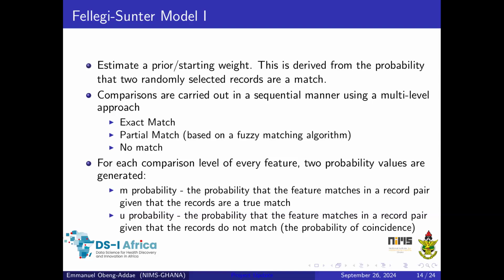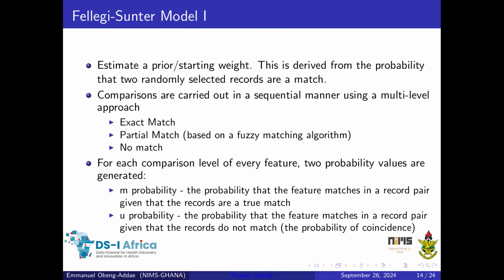And the comparisons are usually carried out in a sequential manner using a multi-level approach. So we have the first level, which is, let's say, an exact match. Then we could have multiple levels of partial match. And this is usually based on a fuzzy matching algorithm with different thresholds. So let's say the first level could be an exact match. The second level could be a Jaro-Winkler similarity, which is greater than 0.9. The third level could be, let's say, a Damerau-Levenshtein distance, which is less than or equal to 2. Then now, usually the final level would be a comparison where there is no match between the two strings based on the initial comparison levels that we have stated.